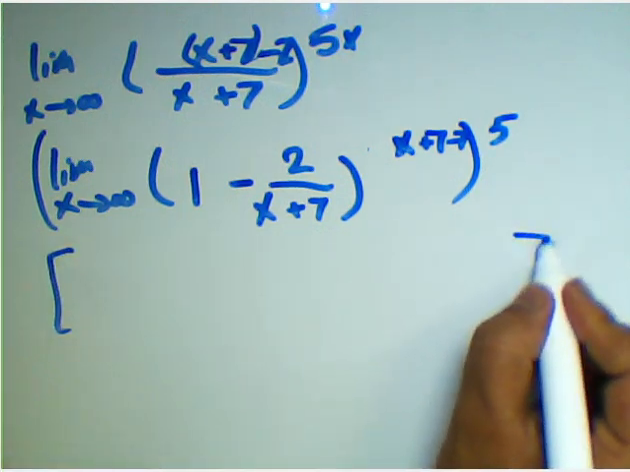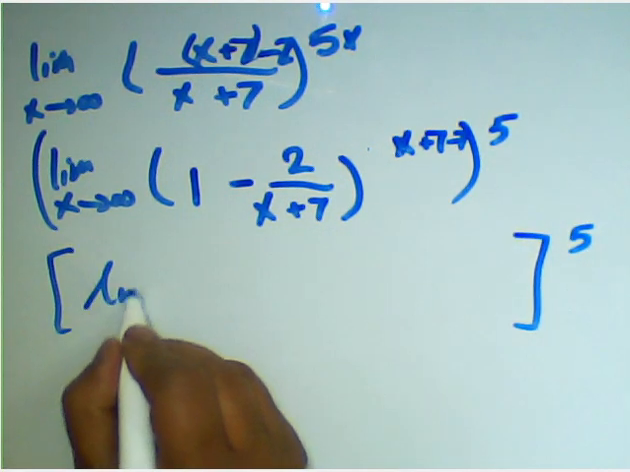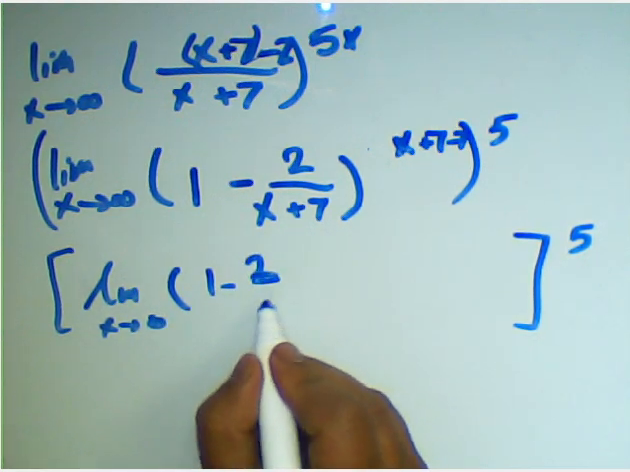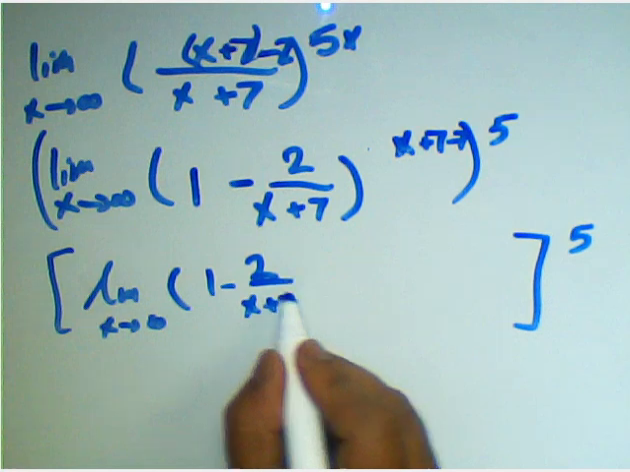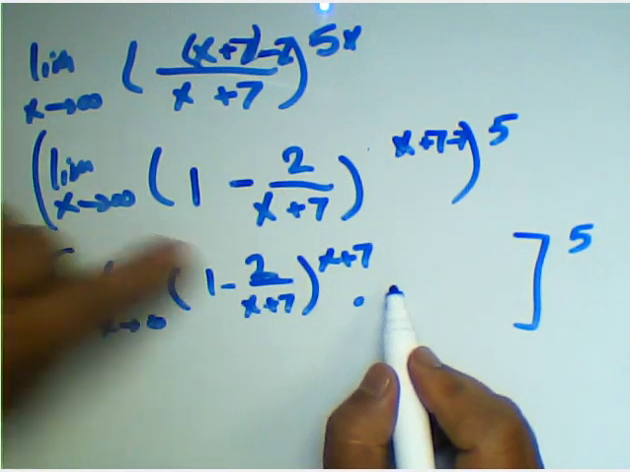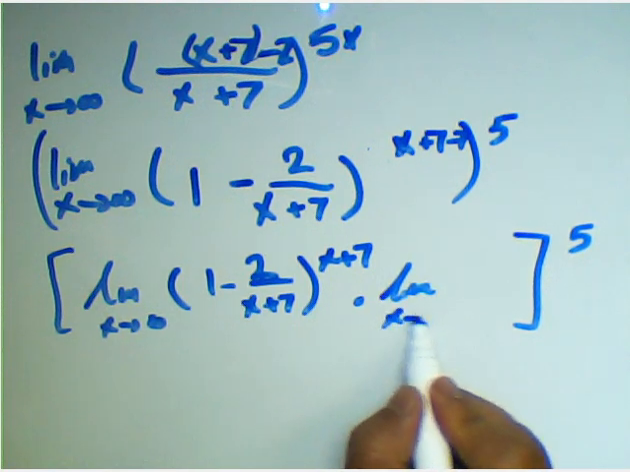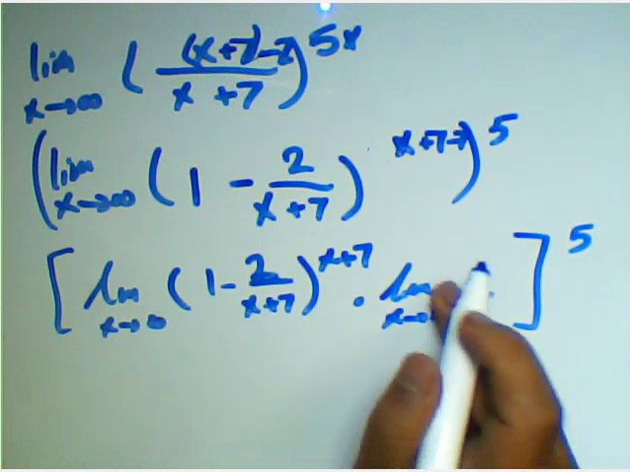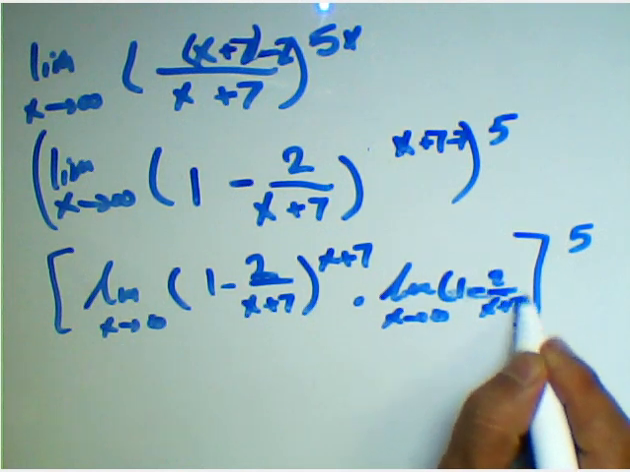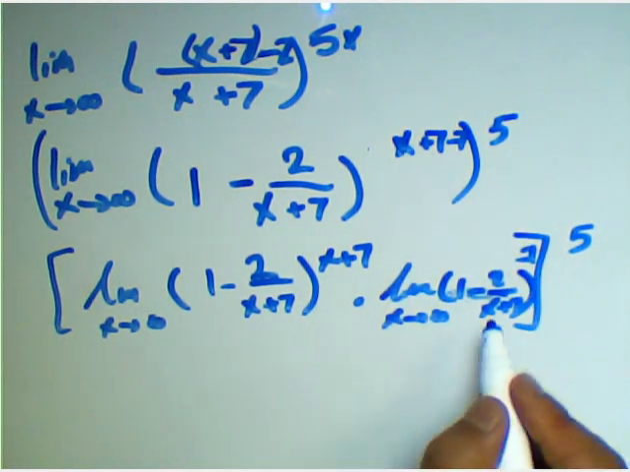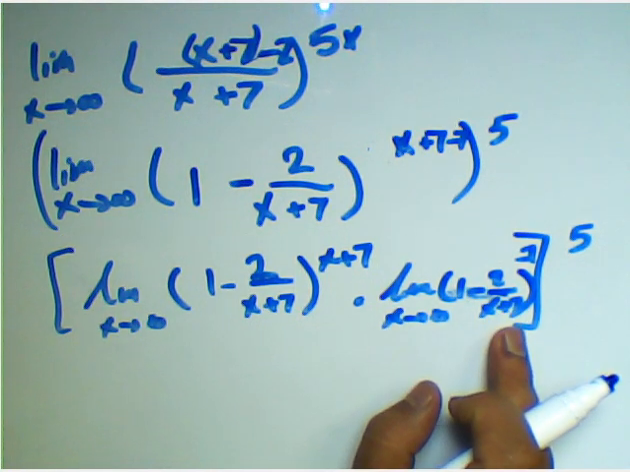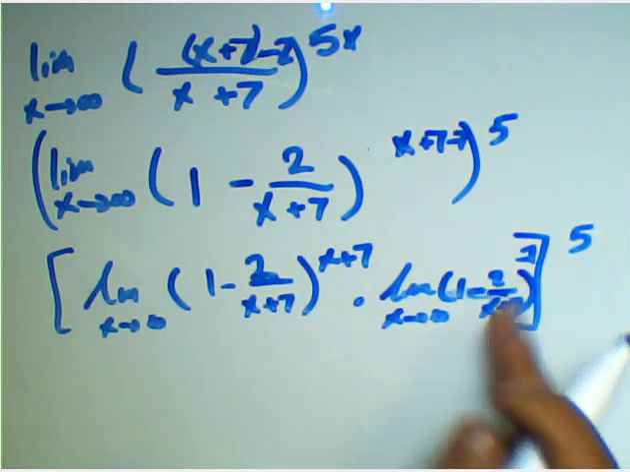So we can write the limit as x approaches infinity of (1 − 2/(x+7))^5 multiplied by the limit of (1 − 2/(x+7))^(x+7), with the same fraction here, and then (1 − 2/(x+7))^(−7). Put x equal infinity here: 2 over infinity equals 0, 1 minus 0 equals 1, and 1 to any power equals 1.